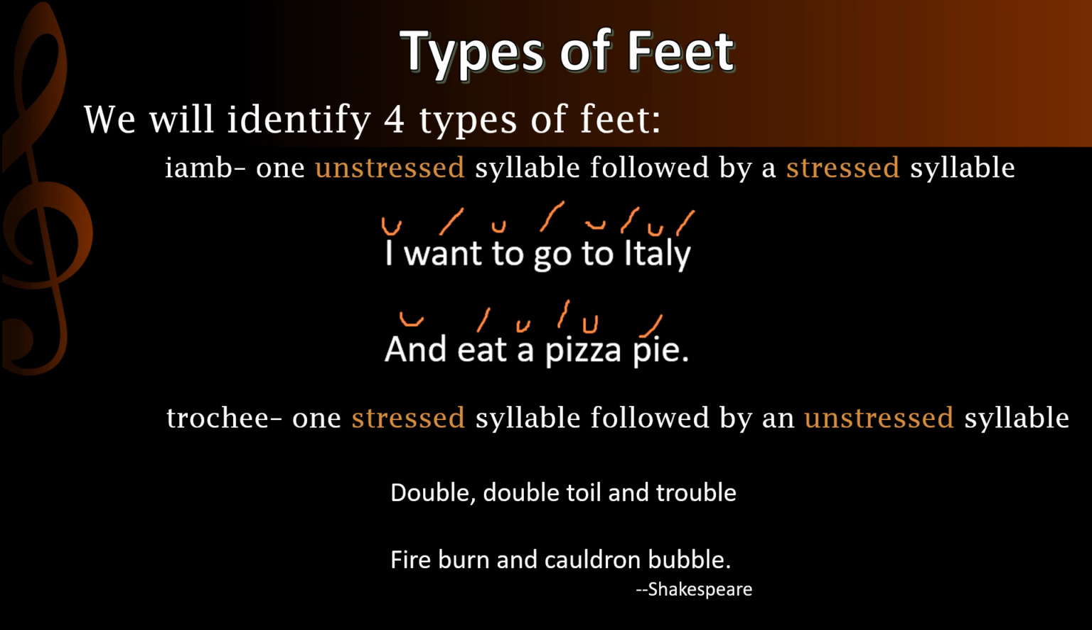The second type of foot we're going to talk about is a trochee. And a trochee is just the opposite. One stressed syllable followed by an unstressed syllable. Now, when I read this line from Shakespeare, notice the difference in the rhythm. You can tell the difference, right? It's going to be very different from I want to go to Italy and eat a pizza pie. Double, double, toil and trouble, fire burn and cauldron bubble.